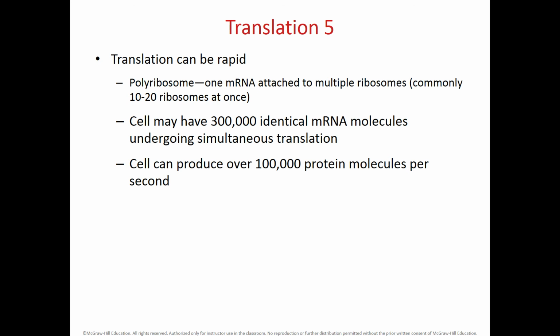Now, when you're translating to make many copies of proteins, you have to be very fast and very accurate. So you form a series of ribosomes in line called a polyribosome, that can be 10 to 20 ribosomes at once, and then you start making these proteins, and you can produce over 100,000 protein molecules per second.